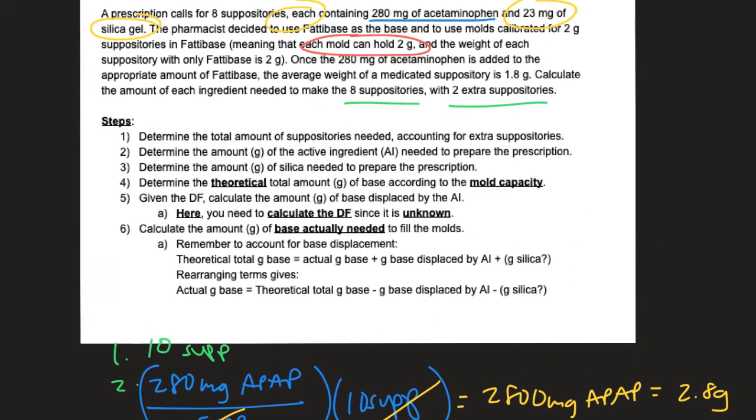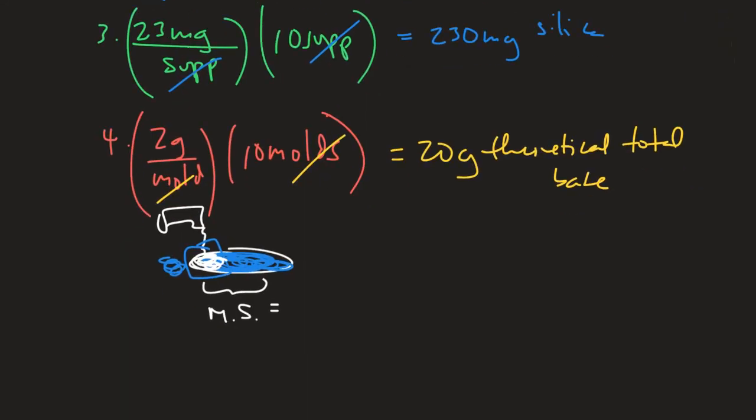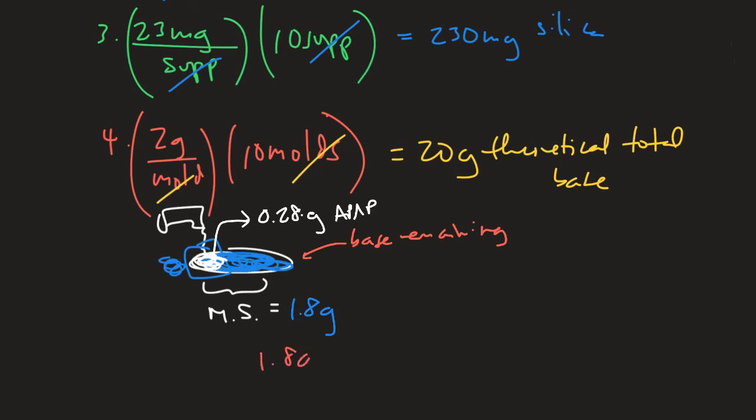We know the weight of the medicated suppository is 1.8 grams. We know the mass of the AI in each suppository is 0.28 grams. So now we can solve for this, which is the base remaining. So 1.8 grams equals 0.28 grams plus base remaining. We'll call that x. Solving for x, 1.8 minus 0.28 gives us 1.52 grams of base remaining.